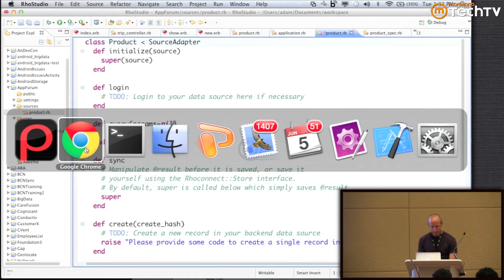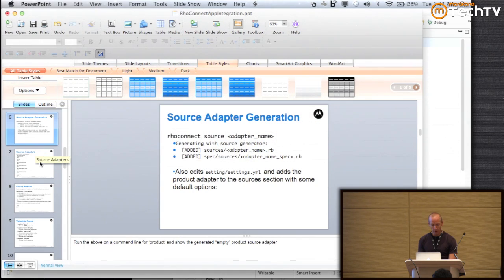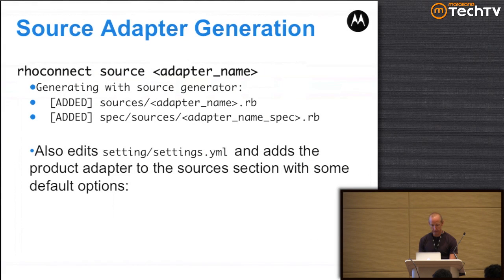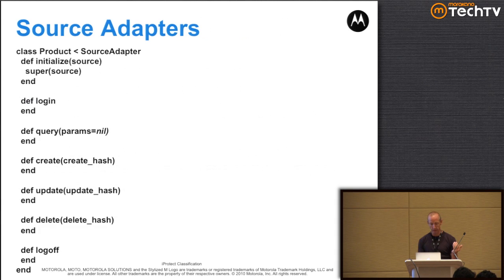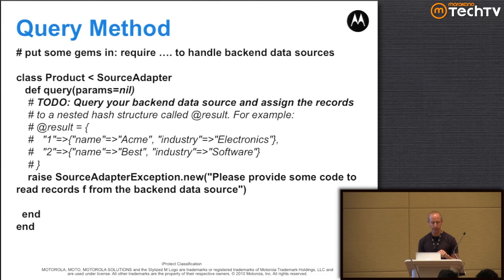So I'm going to do a couple things first before I write this. First of all, that's where we talked about what we're generating. We're generating the source's adapter name. There is that settings YAML, which I didn't show yet, but it has some options, like how often you query. That's the basic structure of a source adapter.